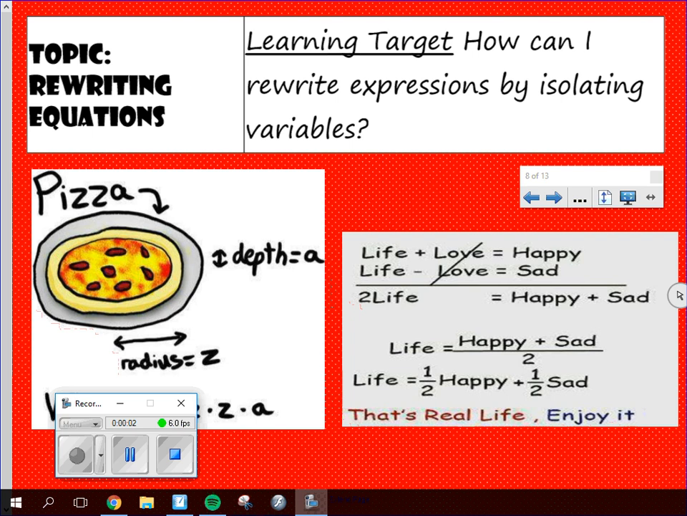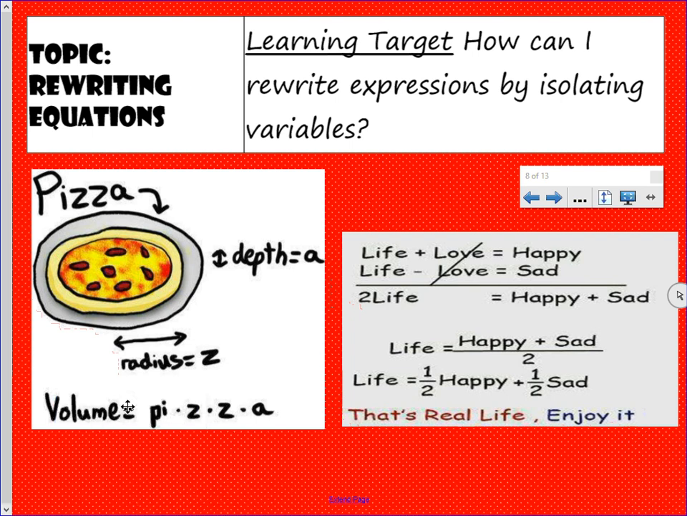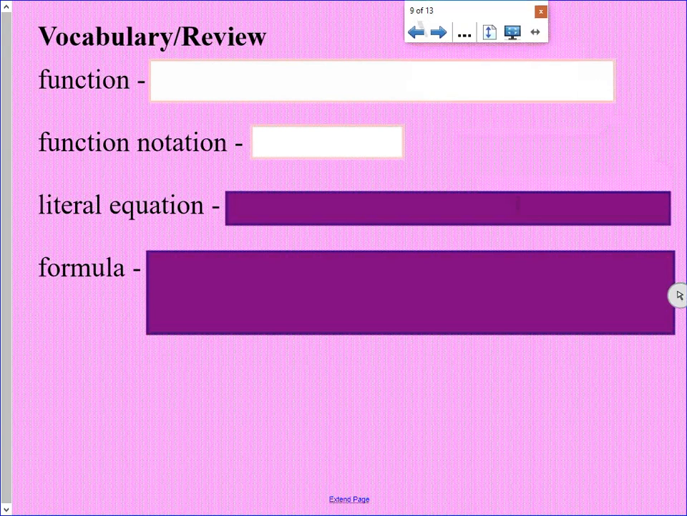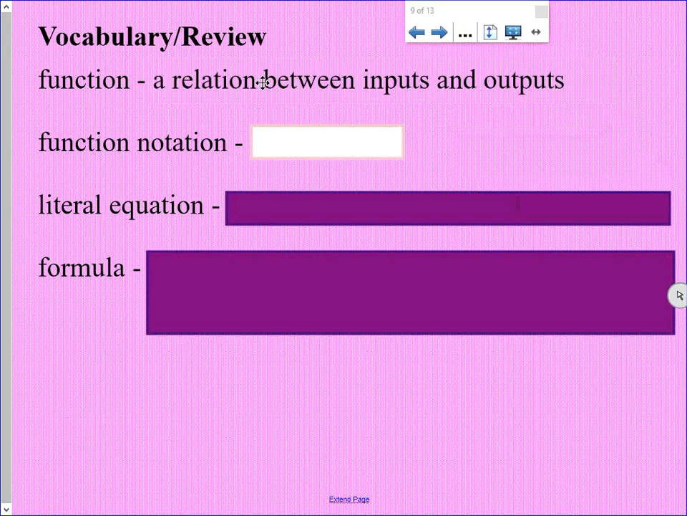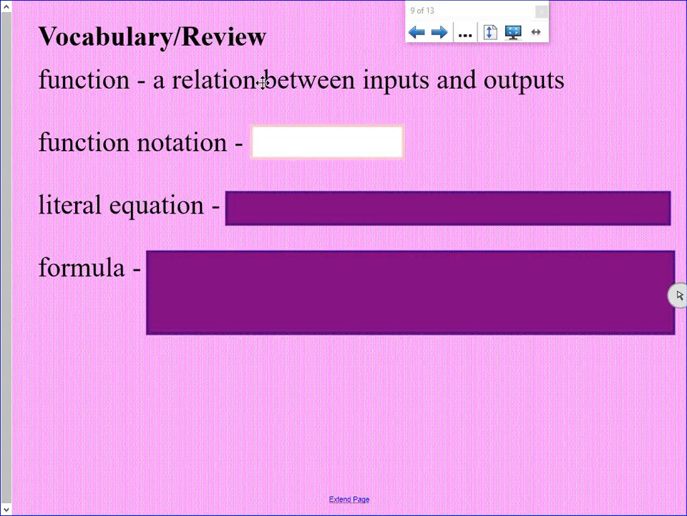Today we are going to be learning about rewriting equations. So how can I rewrite expressions or equations by isolating variables? Vocabulary: function, a relation between inputs and outputs. We talked about this in chapter 1 and we're coming back to it. Remember, inputs is x, outputs is y.